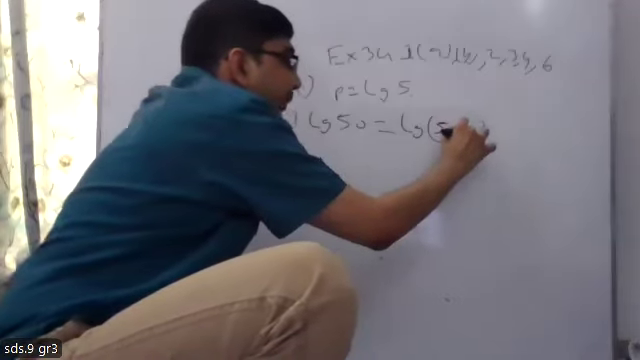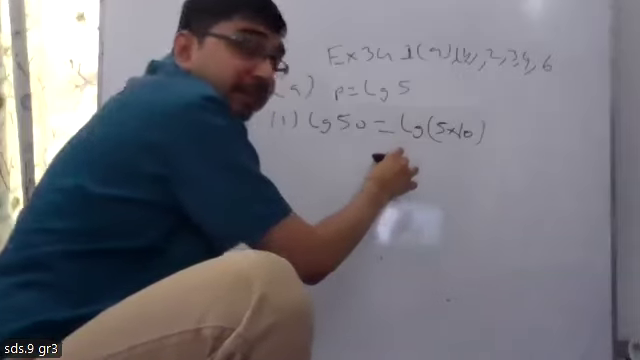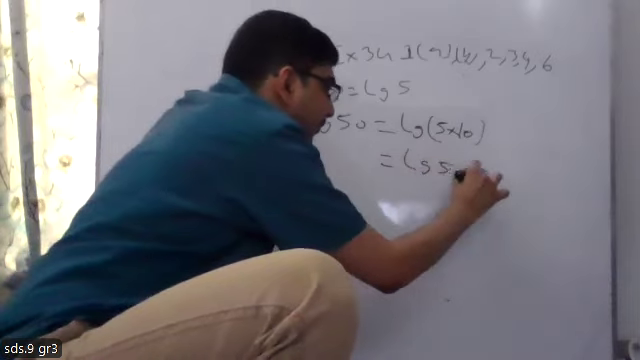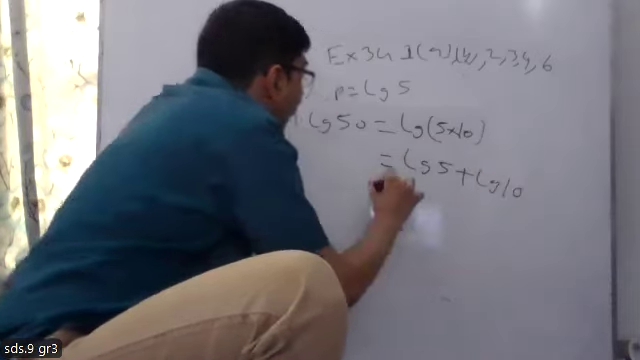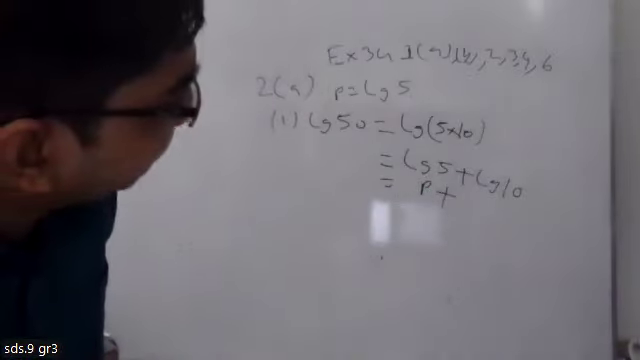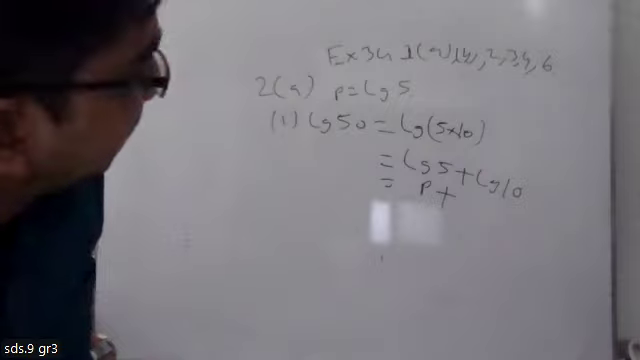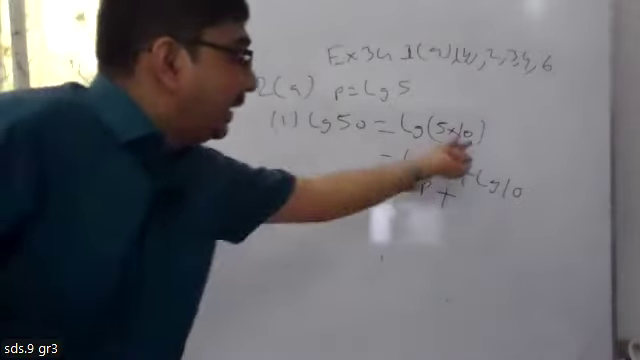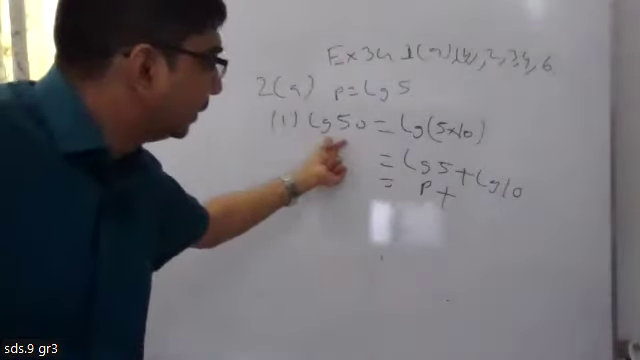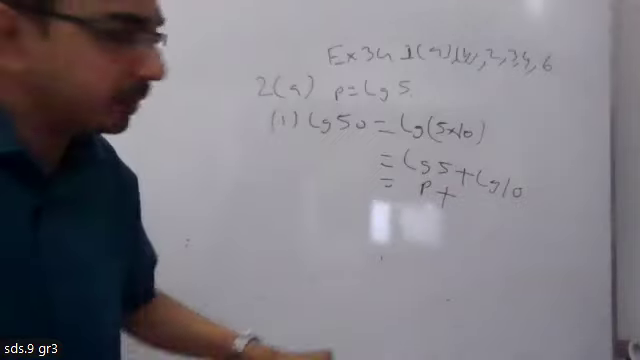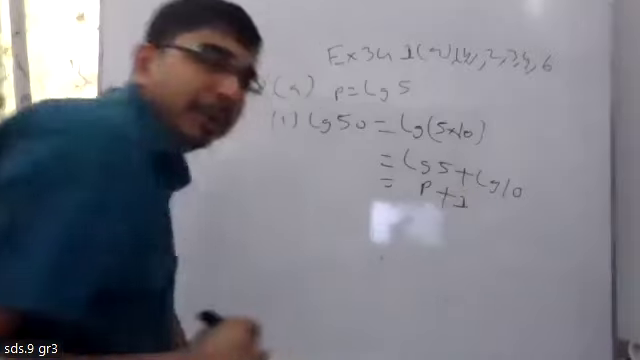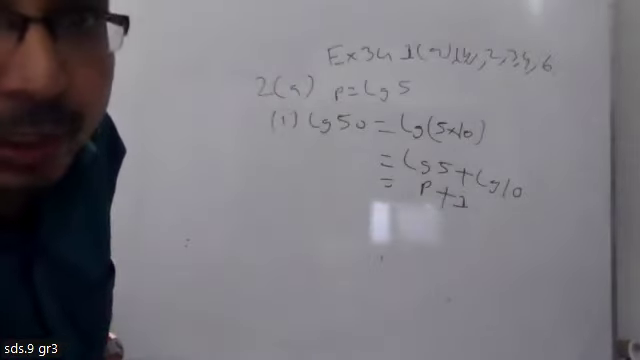10 is an important number over here because the base is 10. So log 5 into 10, I can also write as log 5 plus log 10. Log 5 is P. What about log 10? It will be 1, right? Because the base is 10. So having 10 over here is very much beneficial because log 10 base 10 is 1.